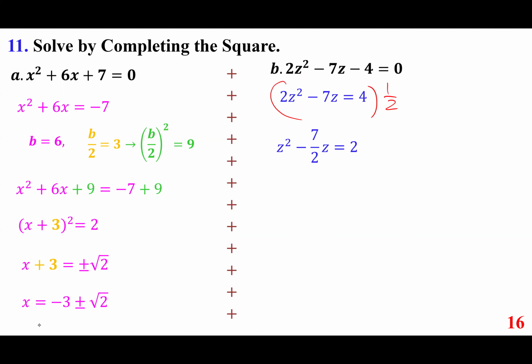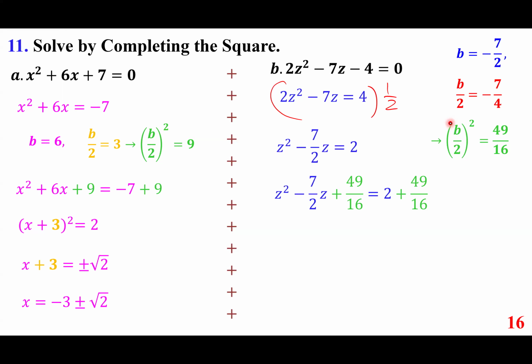Now, what is b? Negative 7 halves. Now, you have to divide this by 2. How do you divide a fraction by 2? You multiply the denominator by it. You get minus 7 over 4. You're going to square that. You get 49 over 16. Add it to both sides.